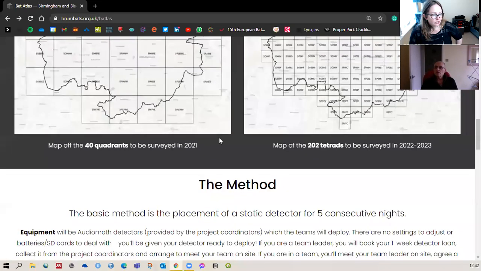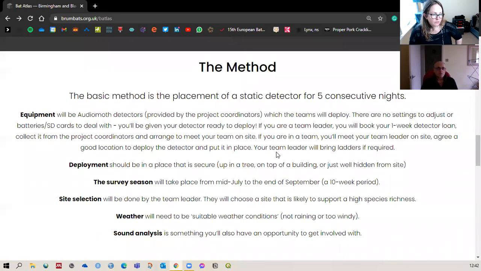Fingers crossed. So you can get involved if you want to. It doesn't take an awful lot. As I said, it's a matter of going out, sticking a bat detector on site and coming back and getting it a week later and then returning it to one of us. So there's not an awful lot to do.